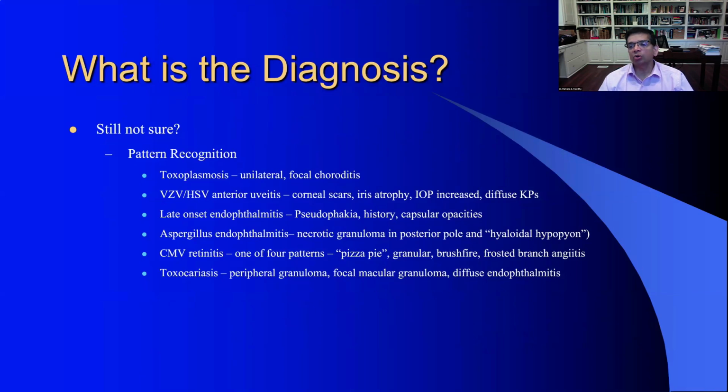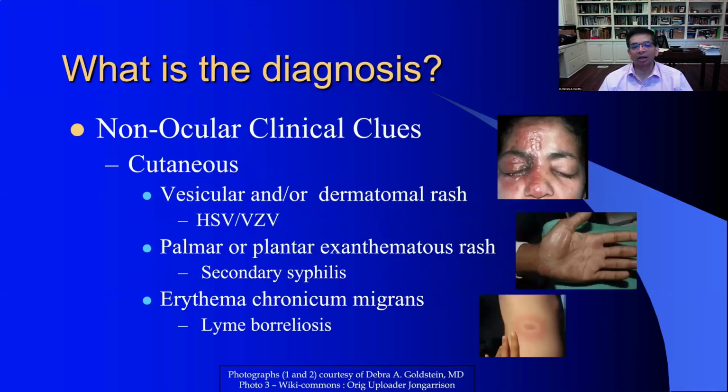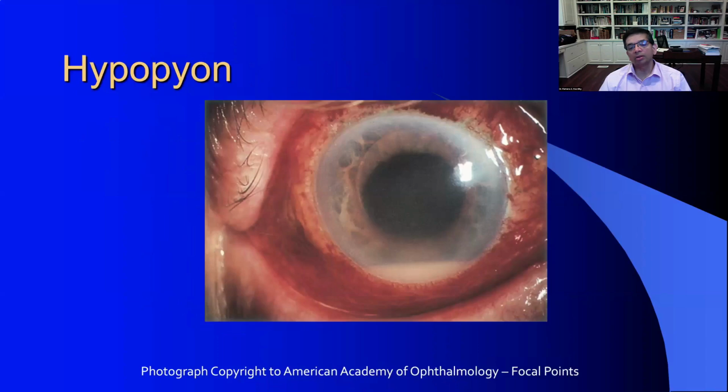If you're still not sure after doing the full examination of the patient, you rely on pattern recognition. You know, there are certain patterns of disease. For example, the patient in the upper left has zoster, and they have zoster-related inflammation in the eye. The patient in the middle has evidence of a syphilitic rash with a palmar rash, and the patient on the bottom right has Lyme borreliosis with the typical erythema chronicum migrans.